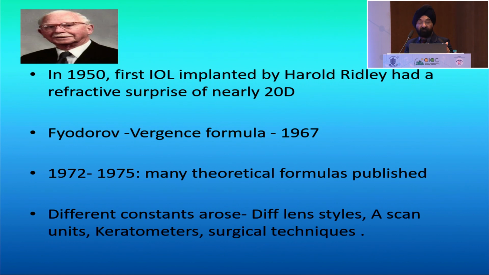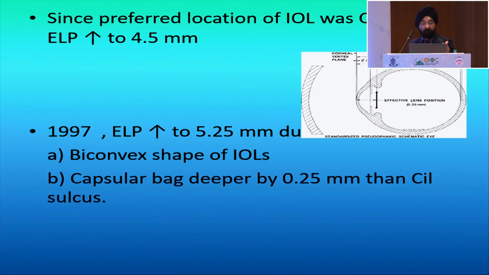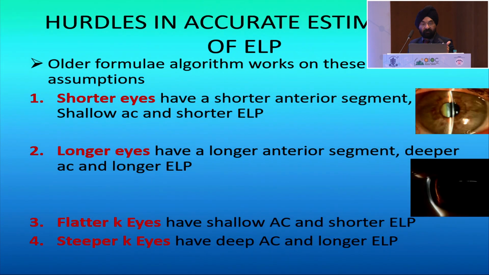In 1950, when the first IOL was implanted by Harold Ridley, it had a refractive surprise of nearly 20 diopters. So let's go to the history of effective lens position. Initially, the term effective lens position was used by Holladay in 1995 to describe the position of the IOL inside the eye, and it was thought that the effective lens position is equal to anterior chamber depth. And so the first value which was used was 4.5 millimeter, then subsequently it was increased to 5.25 millimeter.